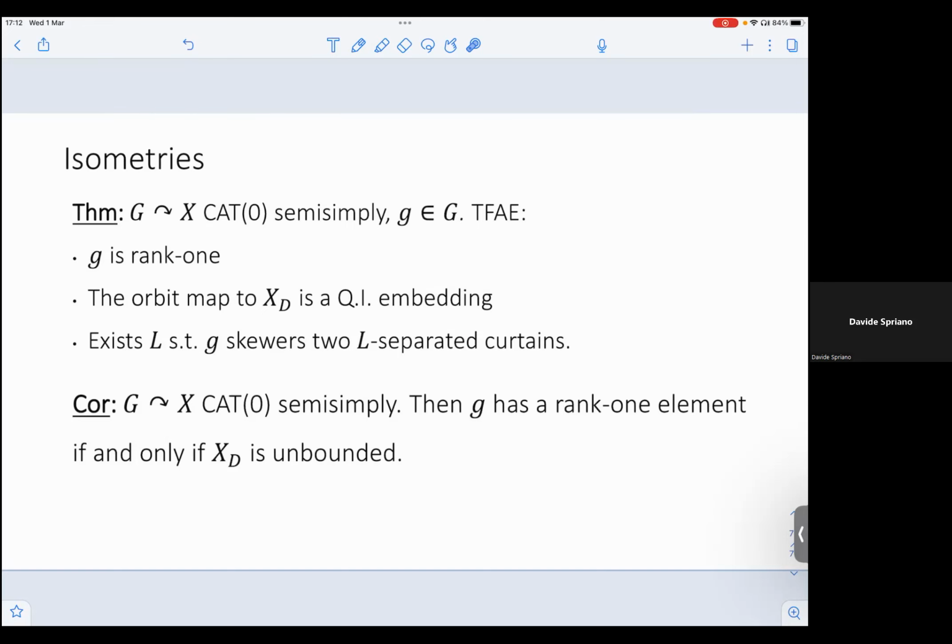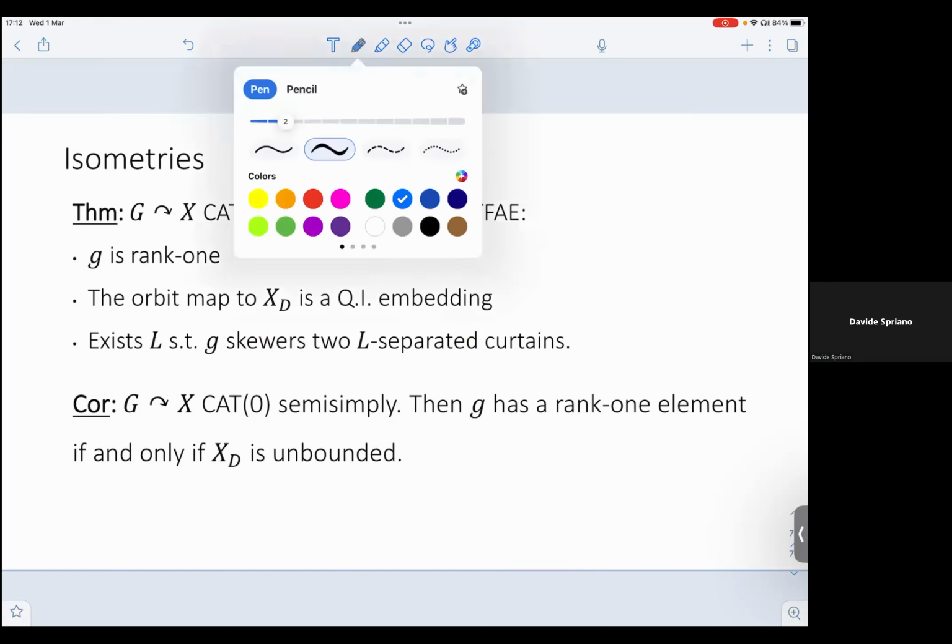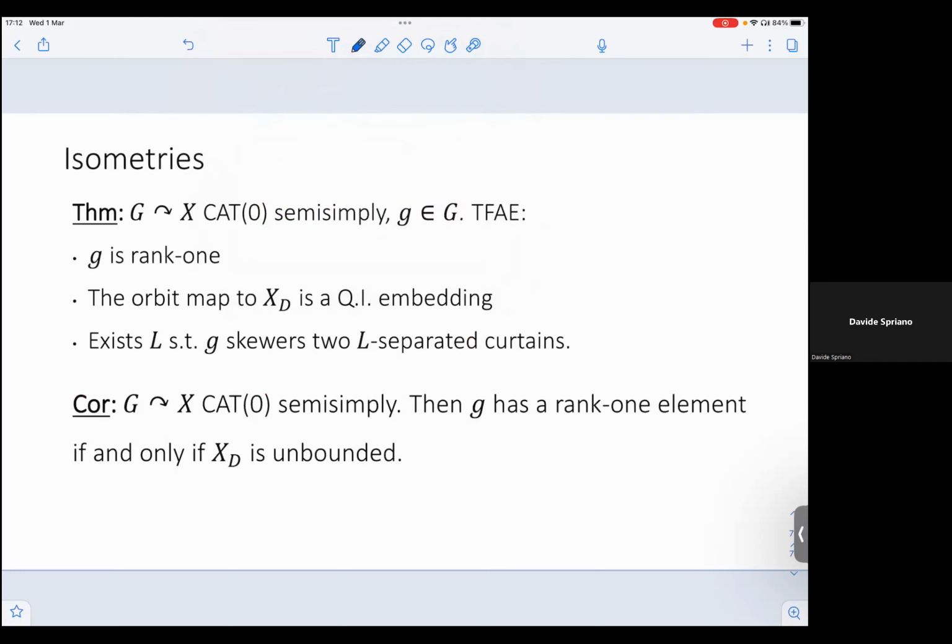Oh, that's right. Sorry, this is, as was stated, wrong. You also need co-boundedly. To be honest, I'm always thinking of a group acting properly co-compactly on a CAT(0) space. That's what I have in my mind. So this sort of hypothesis is implicit, but I need to state it, otherwise the theorem is not true.